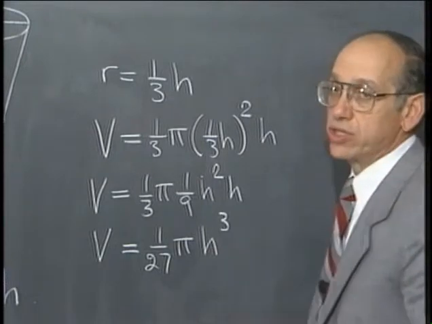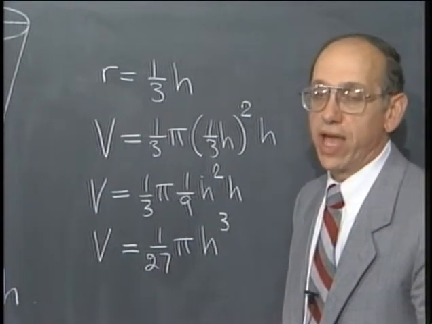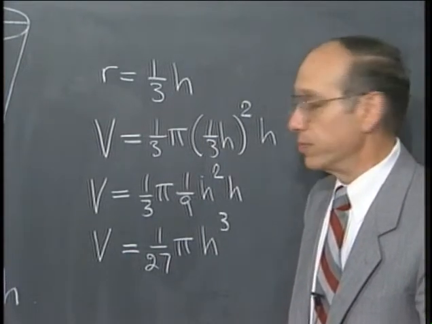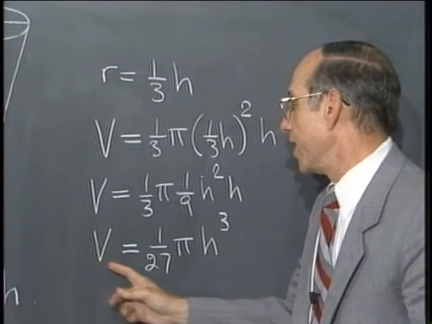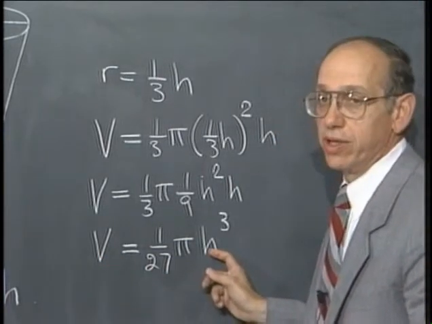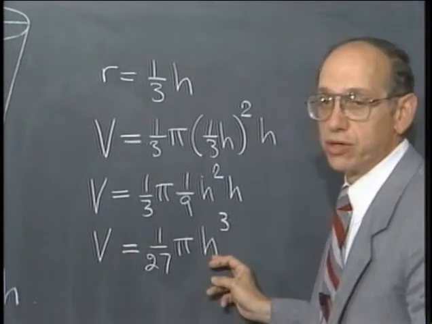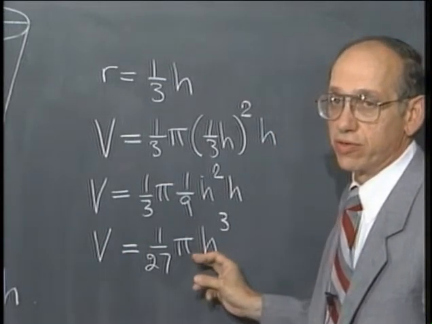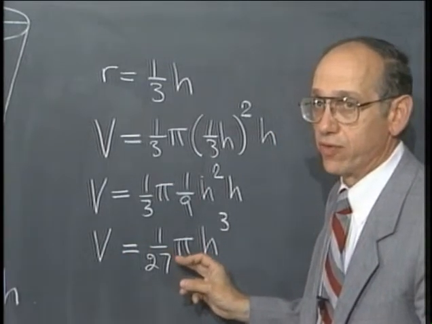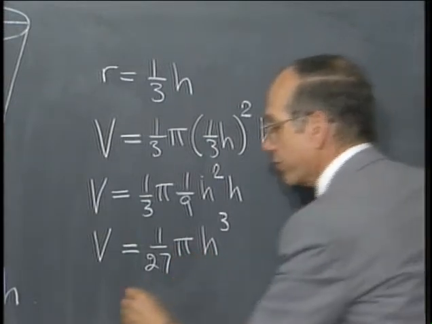And now we're back to a situation like the one we had in our first problem of the helium balloon. We have the volume as a function of a single variable. Both V and h are functions of time, and we can take the derivative and substitute our given information. So let's take the derivative.